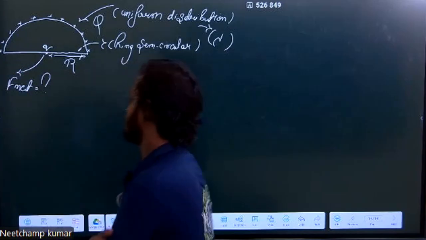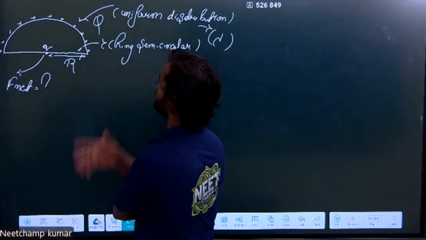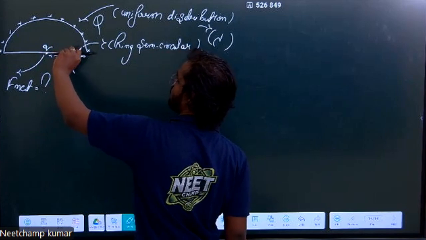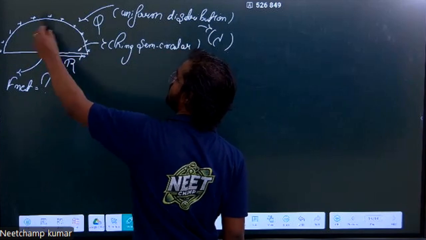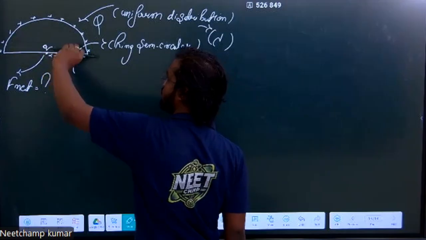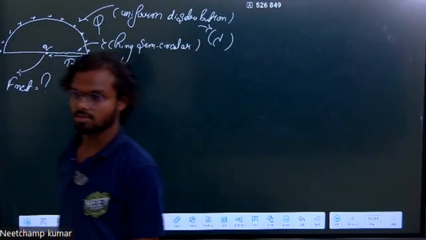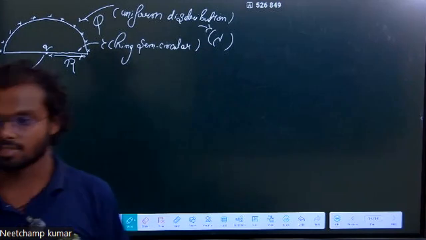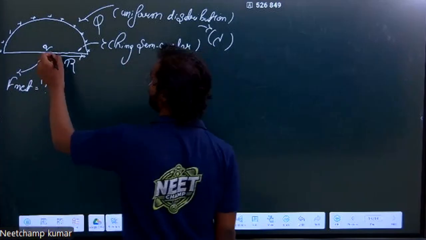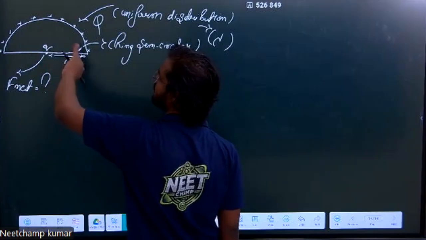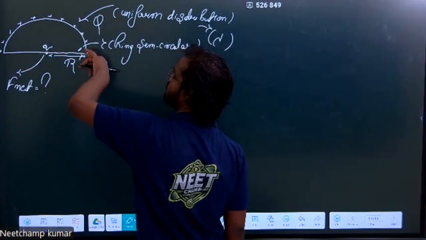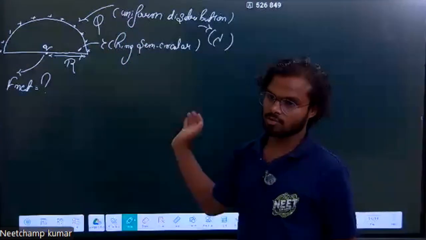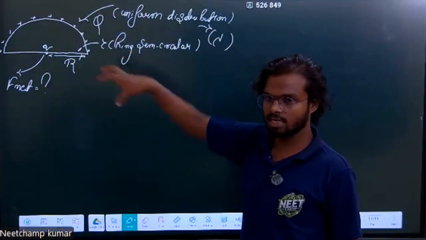Charge is not varying. Charge is obviously fixed. As we are moving from here to here, what is the variable parameter? Yes, angle. As we are moving from here to here, you can see the angle is varying. The angle is going from 0 degree to pi, 180 degree. So the angle is changing.